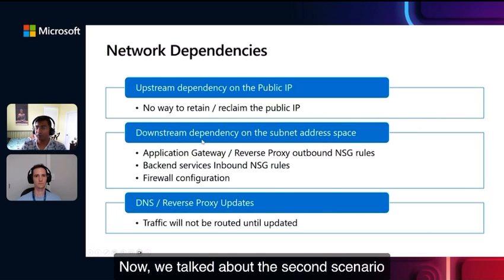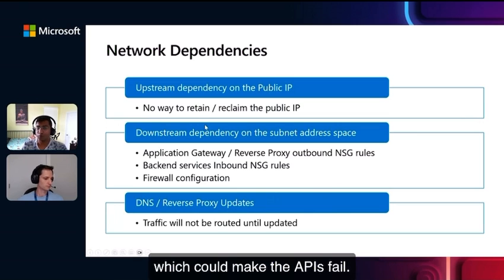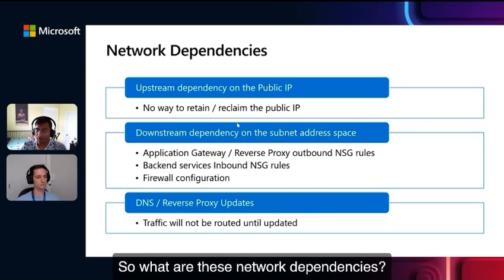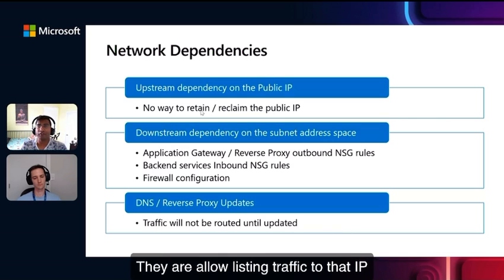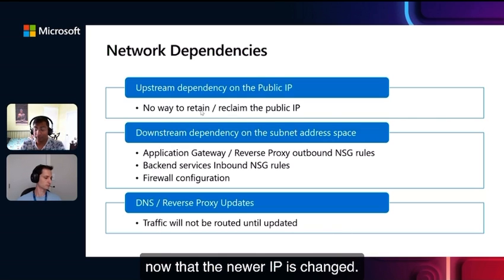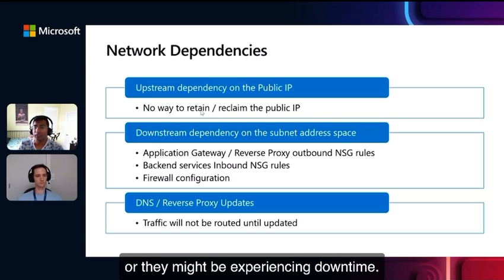Now, we talked about the second scenario on the rollback, where there could be network dependencies which could make the APIs fail. So what are these network dependencies? The network dependencies can be an upstream network dependency, where they have taken a dependency on the public IP. They are allow listing traffic to that IP. Now that the IP has changed, they might be experiencing trouble, or they might be experiencing downtime.